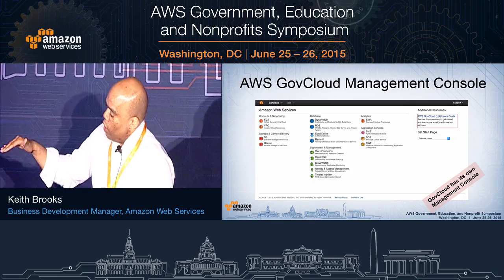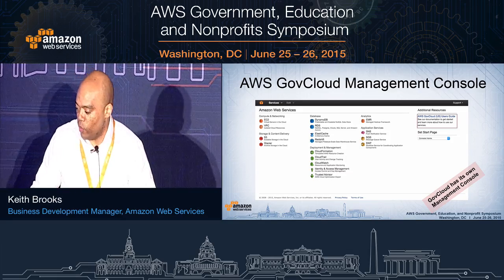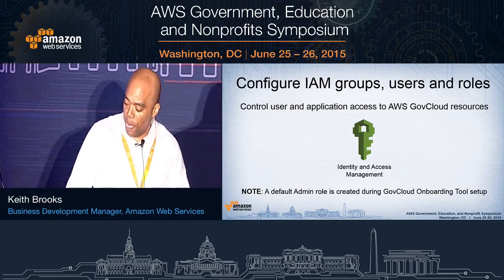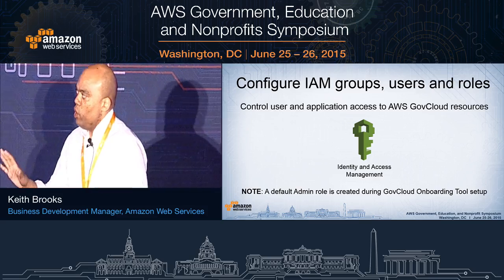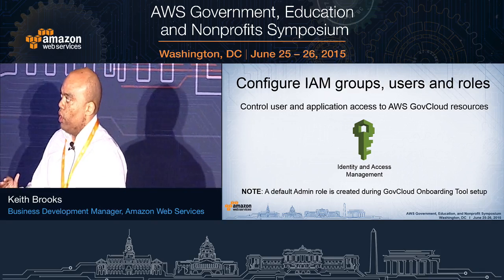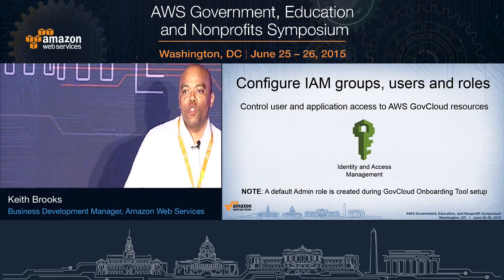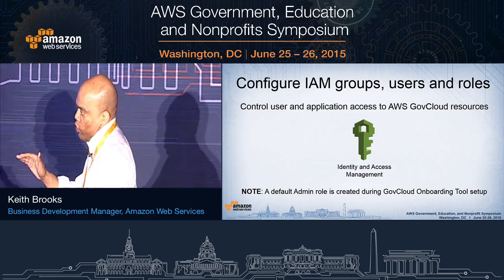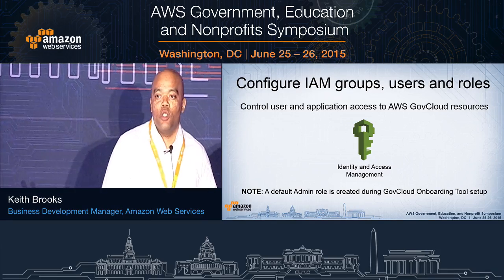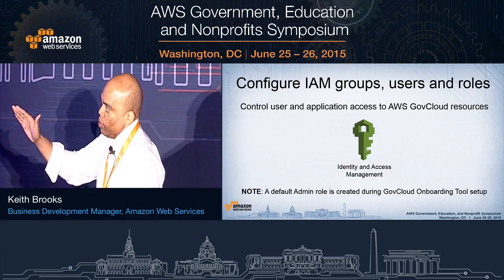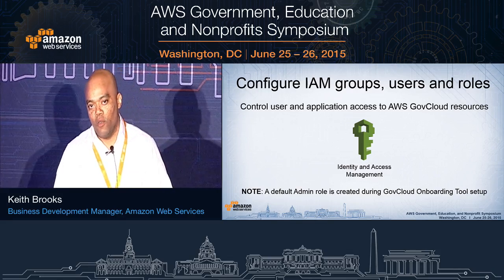But once you get your console set up, this is what you're going to see, and you're free to start interacting with your resources and deploying workloads in GovCloud. So as a best practice, we typically recommend that before you do anything around deploying workloads, you take time to set up your identity and access management, user accounts, roles, and groups, because this is the primary service that you're going to use to control user and application access to your data and your resources in your GovCloud region. So best practice is to set up IAM groups, users, and roles before you start deploying any workloads or doing anything else in the GovCloud region.